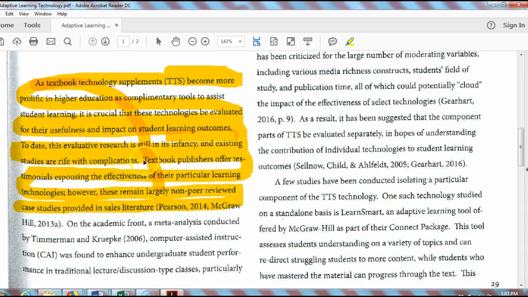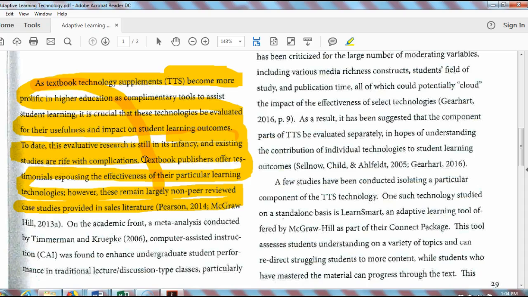Actually highlighted a little more. I should have kind of stopped here. So there's the problem. The problem is we have a lot of these TTS, textbook technology supplements. We're not sure which ones actually have an impact on student learning. Okay, so there's really me or us in this department stating what the research problem is. So as a reader, within the first few sentences, I know, okay, this is the gist of what's going on here. Then it says review studies that have addressed the problem and indicate deficiencies in those studies.